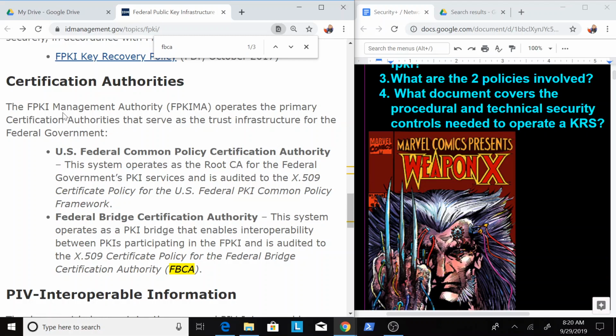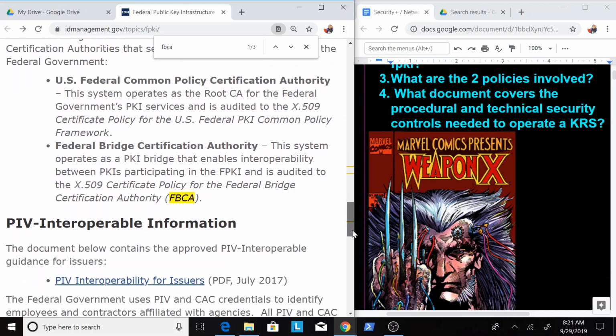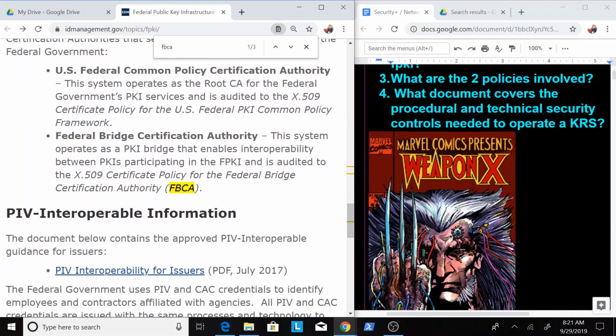Now, in terms of details about certification authorities, the FPKI Management Authority operates the primary certification authorities that serve as the trust infrastructure for the federal government. So, U.S. Federal Common Policy Certificate Authority, this system operates as the root CA for the federal government's PKI services and is audited to the X509 policy for the U.S. Federal PKI Common Policy Framework.